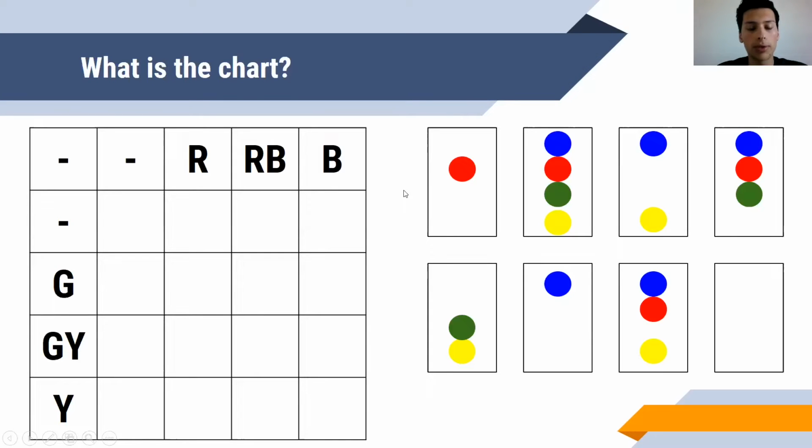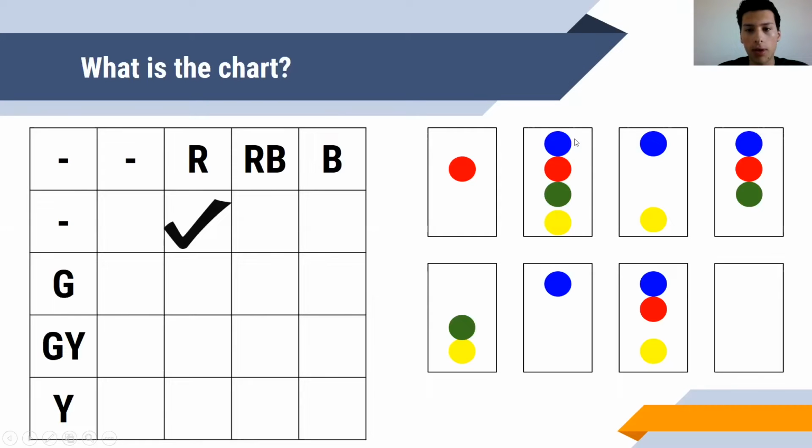So at the beginning of the game, you'd set up one of these charts at the beginning of the shake, and when the universe is set, you'd fill in your chart. So how to fill in the chart is like this. You look at the color. The first card here has just red, so you go to the red column, there's no blue, and then there's no green or yellow. So this card would go here, and you'd put a check there.